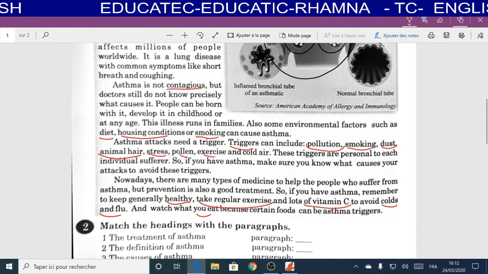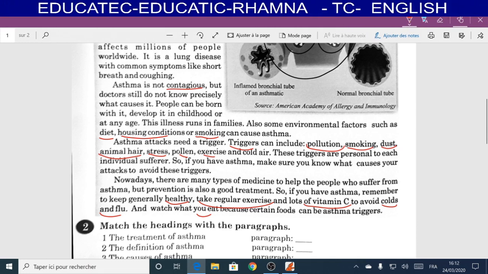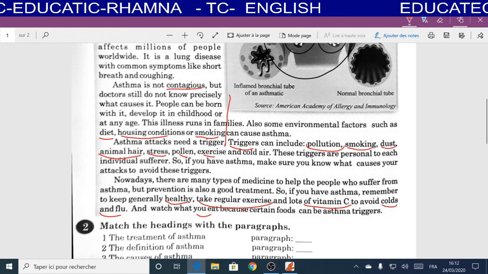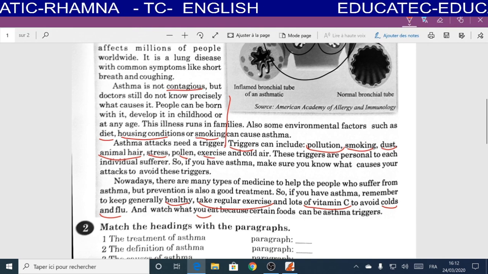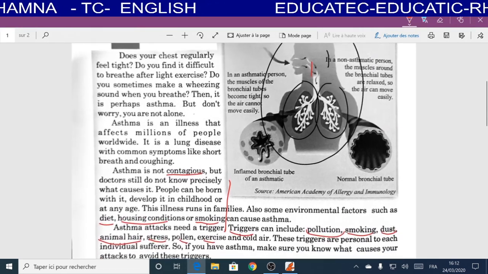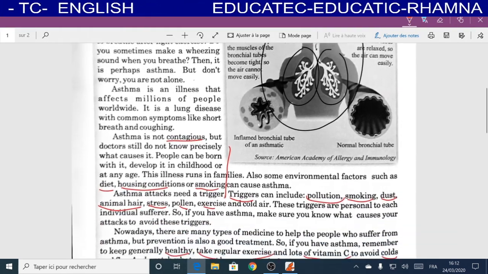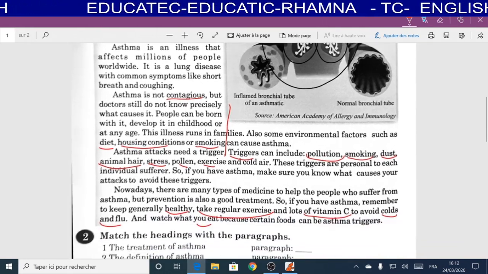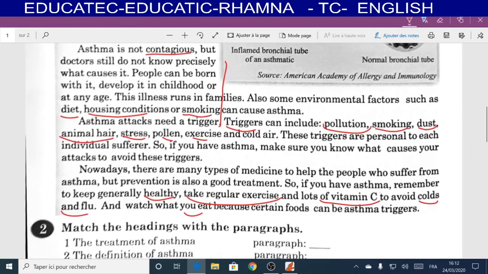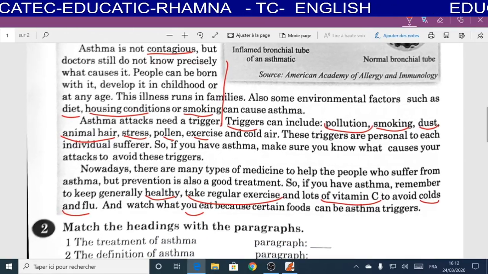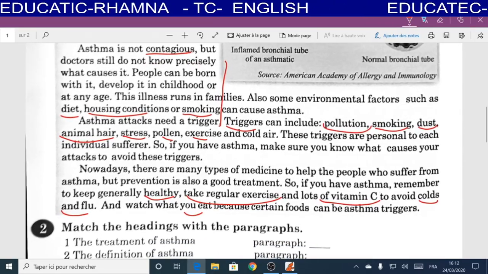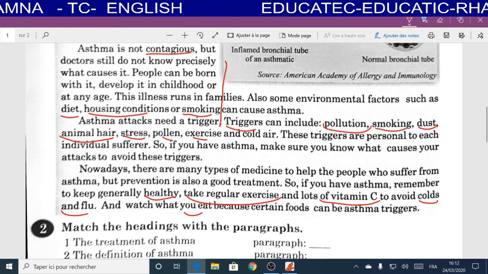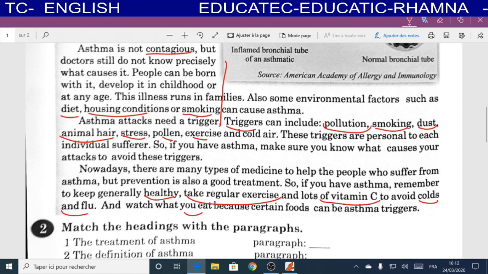They can cause triggers. So as you can see here, we have a text of how many paragraphs? Of 5 paragraphs. Okay, this is the first paragraph, and the second paragraph where we have millions of people worldwide, and then we have asthma is not contagious here, the next paragraph, and we have the fourth paragraph, and then the fifth paragraph, which has just 4 lines. So now we go to the questions.